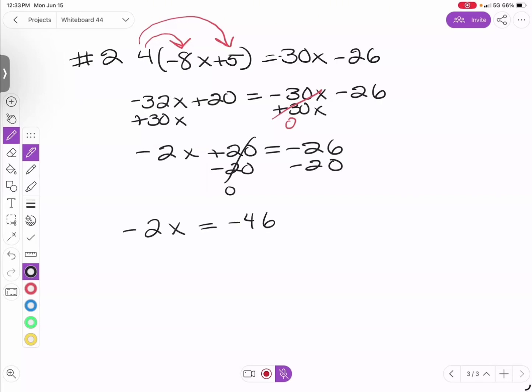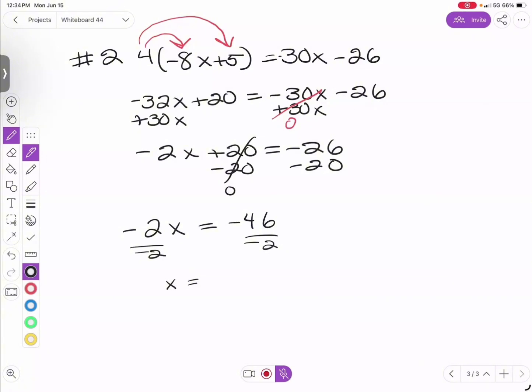And if you look on your factor chart, what are the factors of 46? 2 and 23. So if I divide both sides by negative 2, I'm going to get what? So 46 divided by 2 is what? What are my factors again for 46? 1 and 46, and 2 and 23. Okay, so if I divide by 2, what's the other factor?